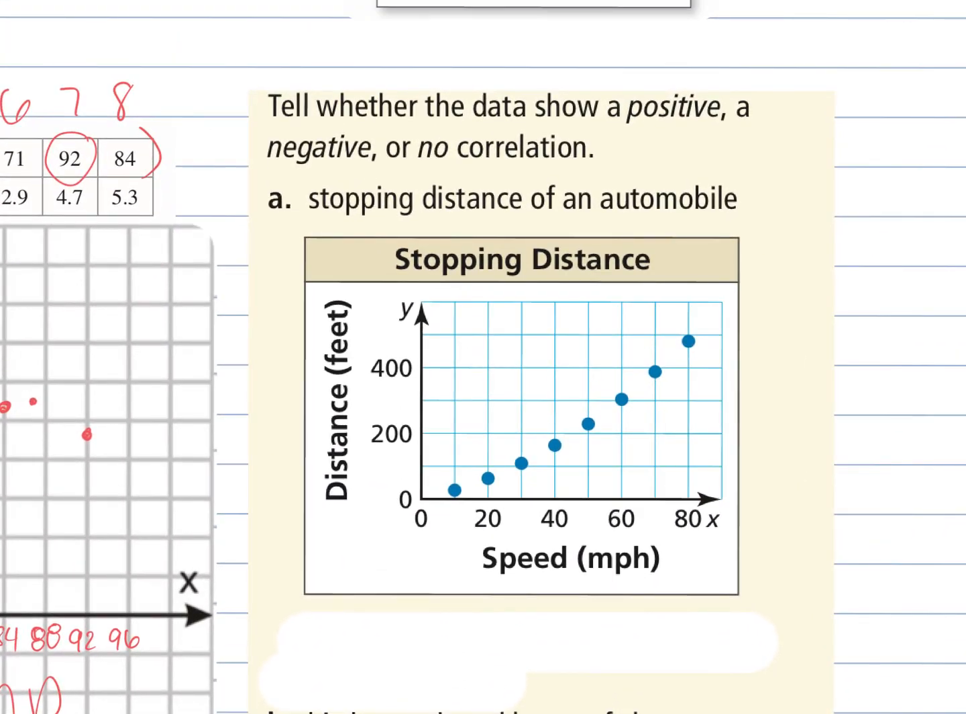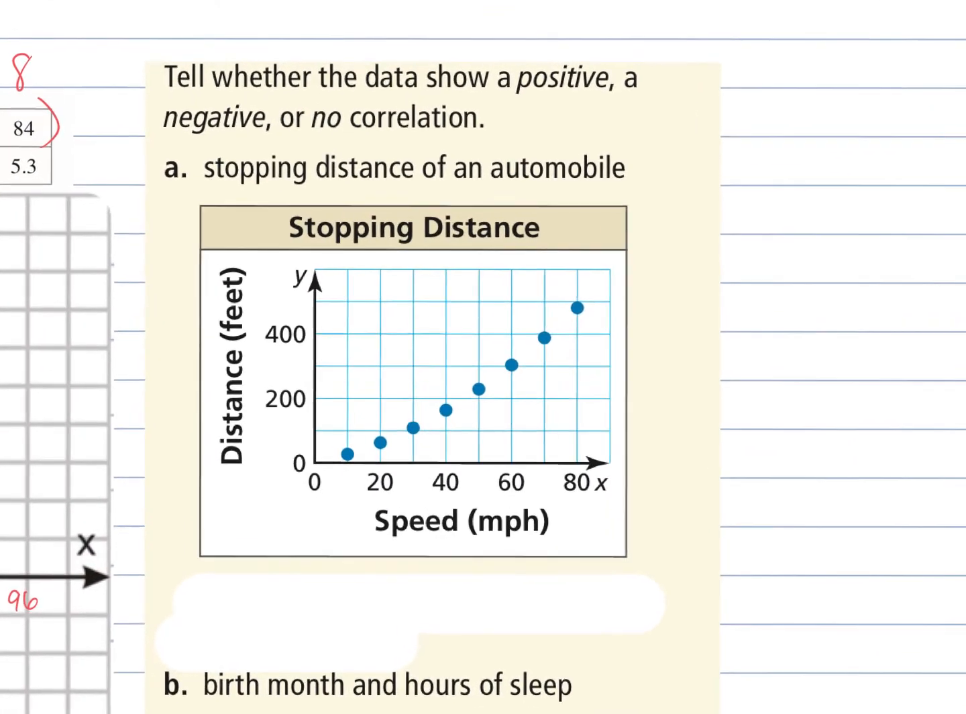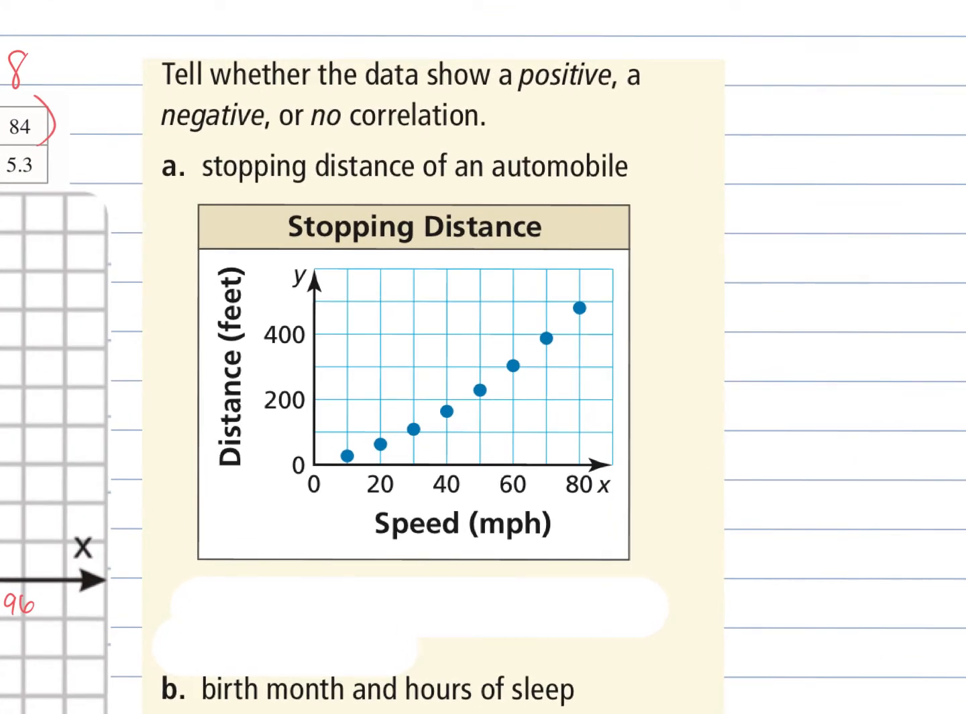What about the stopping distance of an automobile? What kind of correlation goes on here? This one's positive. Why? Because it goes up. It's going up, okay? Positive correlation. And that makes sense, right? The faster you go, if your speed increases, it's going to take you a larger distance to stop. Do you guys agree? Like if you're going really slow, you can stop on a dime, right?